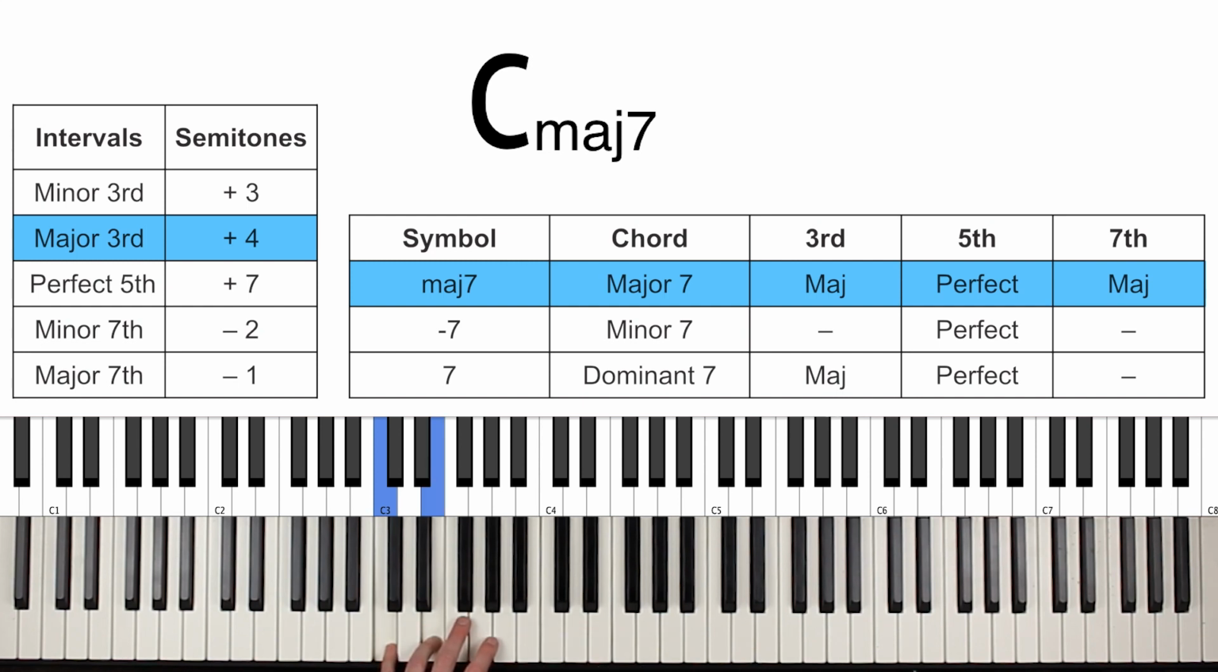Next, the 5th. Major 7 chords have a perfect 5th, which is 7 semitones above the root. 1, 2, 3, 4, 5, 6, 7. And the 7th. Major 7 chords have a major 7th, which is 1 semitone below the root. So I jump to this C up here, and I count down 1 semitone. 1. And that's a C major 7.